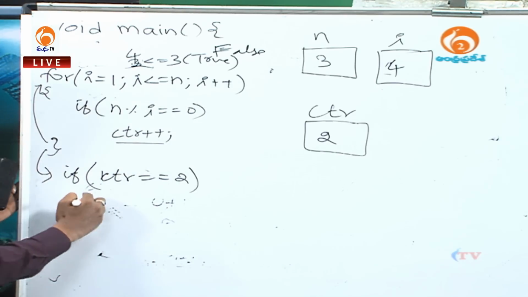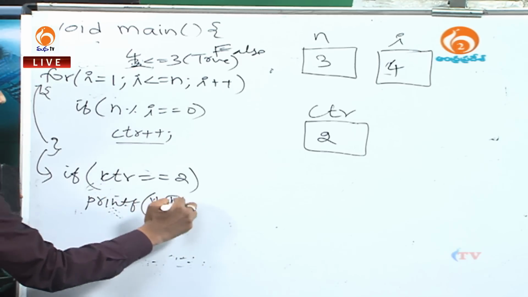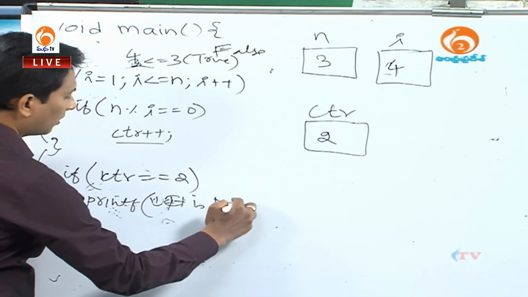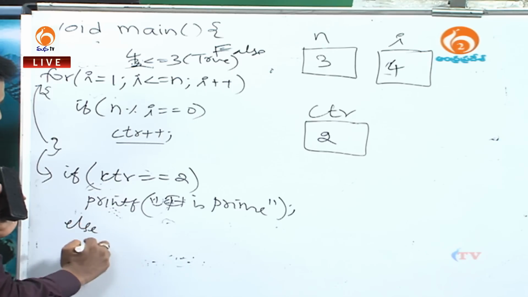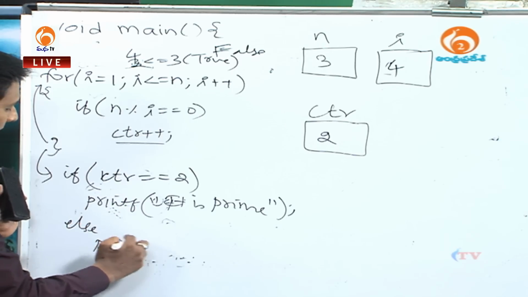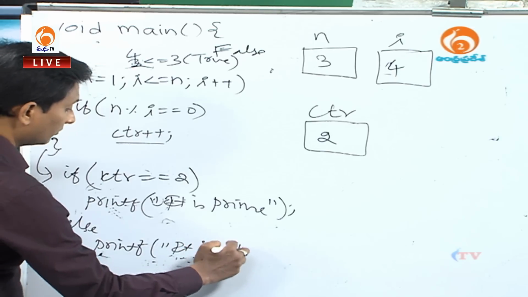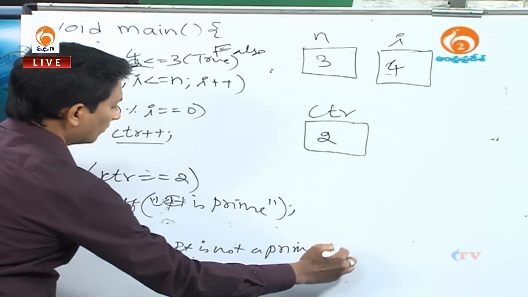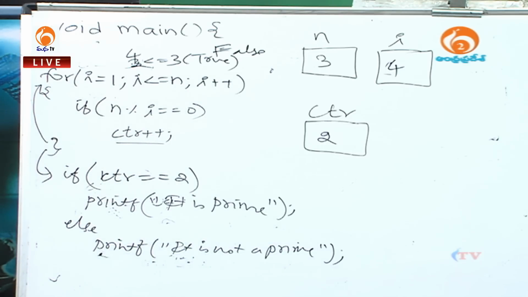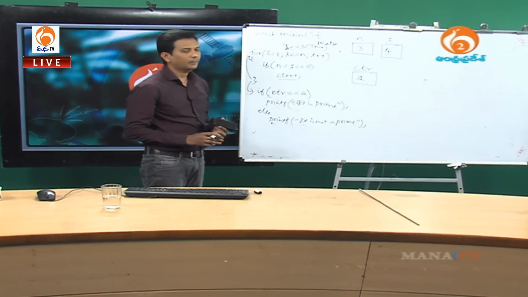Okay. Now we write here printf, it is a prime number, else printf, it is not a prime number. Okay, this is the logic for the prime number.